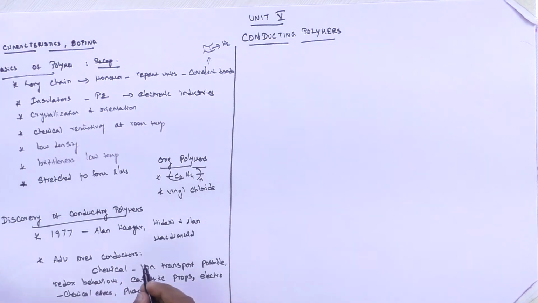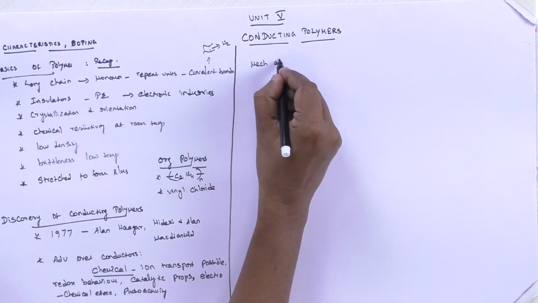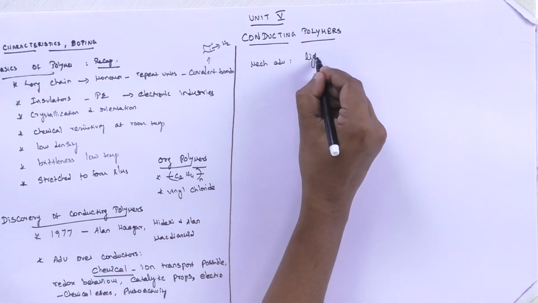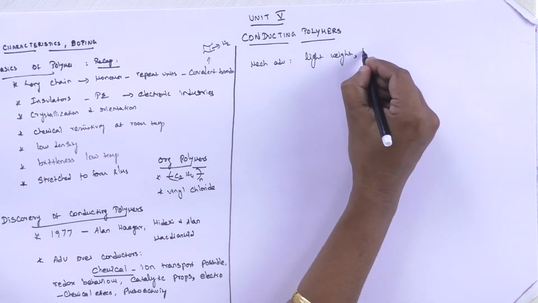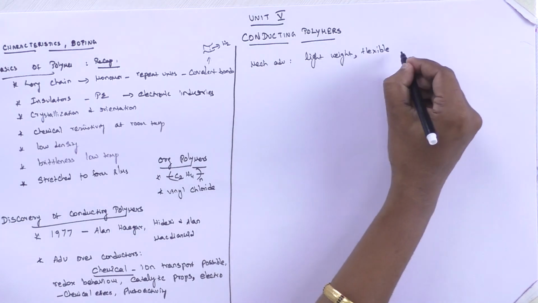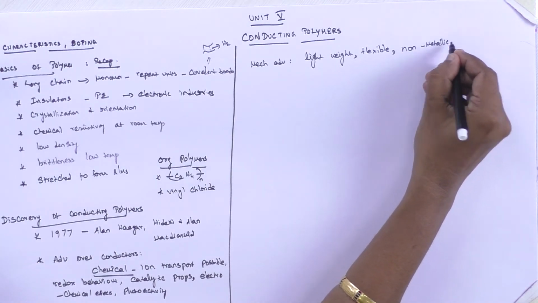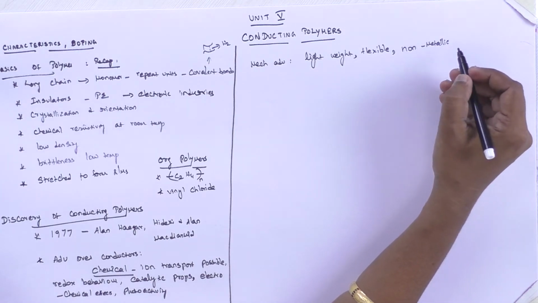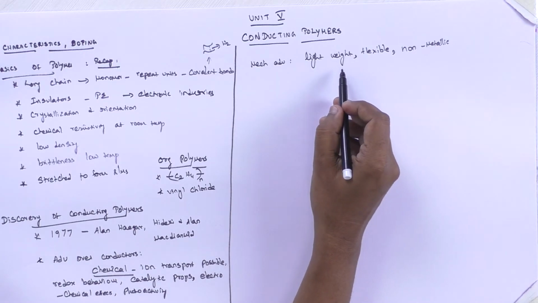Chemical advantages is what I told now. If you see the mechanical advantages over conductors, it has light weight. All polymers are lightweight, flexible, and have a non-metallic surface property, so it doesn't easily get hot. Therefore, these are the mechanical advantages that you can see in conducting polymers.